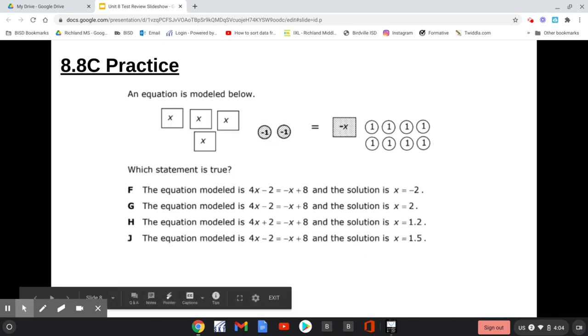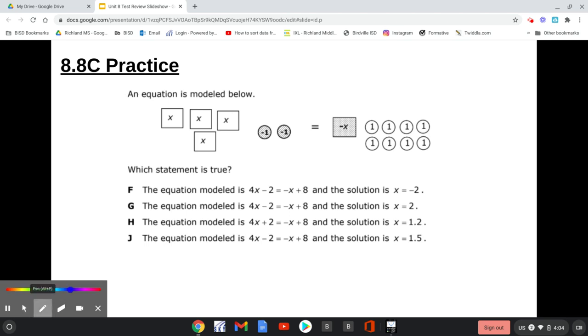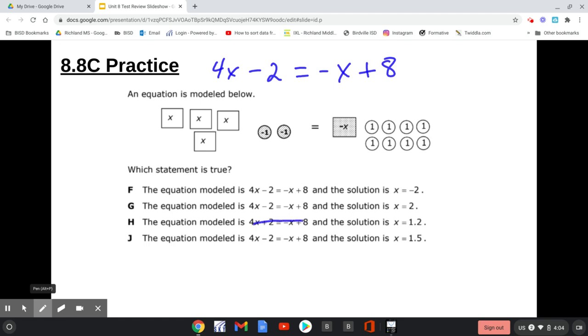We need to write this equation and see which one is true. Okay, so we have 4x minus 2 equals negative x plus 8. Based on that, I can take this one off, and the rest are the same. Okay, so now we need to solve it.